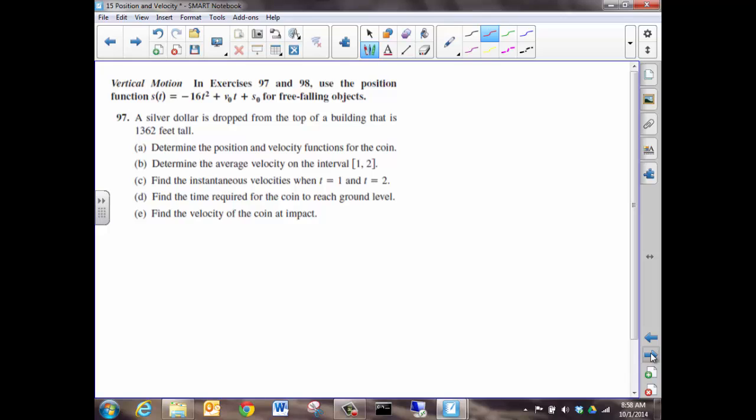We can solve these problems here. I'll give you 2 or 3 minutes. You just see if you can do it on your own, okay? See if you can do all 5 of these. All 5 pieces of this, and then we'll stop.